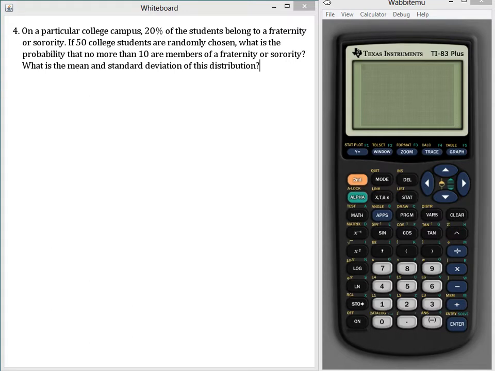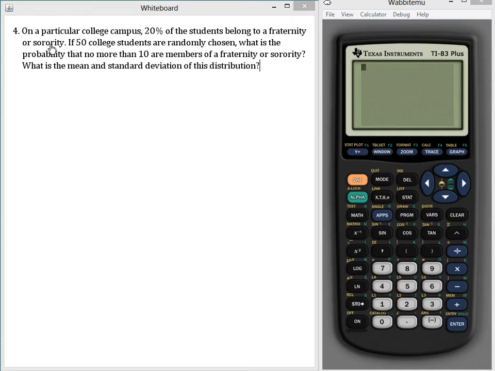Okay, well, first we need to decide if we're using a binomial distribution or a normal distribution in some way. And the giveaway is always the given information. So the given information here is, on a particular college campus, 20% of the students belong to a fraternity or sorority. So all we're really given to start off with is a percentage. And if we don't have a mean and standard deviation provided, we can't really work any of the normal distribution problems. So this is definitely a binomial.